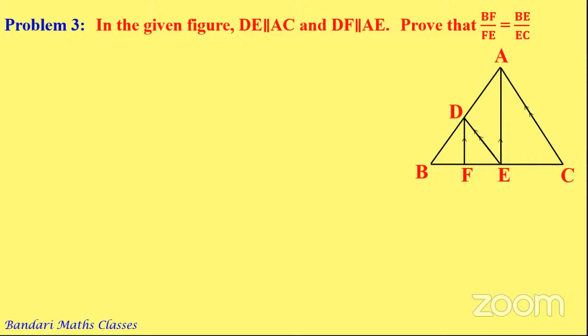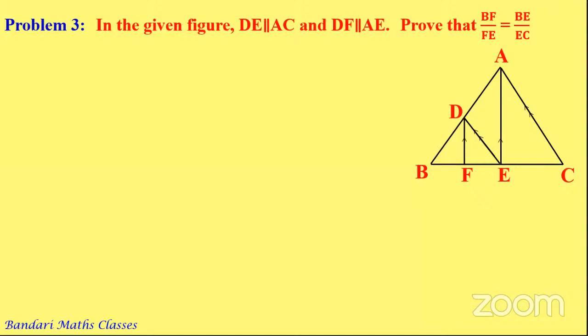In the picture, please observe that. So the two lines are parallel. Next, DF is parallel to AE. DF has a single arrow and AE also has a single arrow. Both are parallel to each other. Two pairs of line segments are parallel. Okay. Required to prove is BF by FE equals BE by EC.